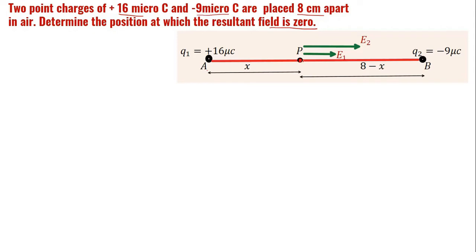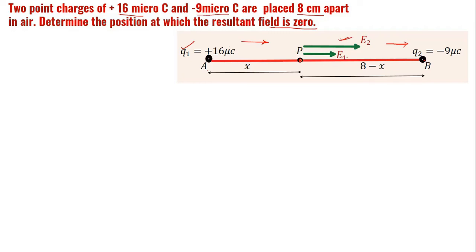Now our first target should be to find the direction of E1 and E2. Since E1 is due to the Q1 charge, which is positive, it will always point away from the positive charge. So at the point P, this is the direction of E1. Now E2 is the electric field due to Q2, which is a negative charge, so its direction will always be towards the negative charge. That is why at the point P, the direction of E2 is towards Q2. The direction of E1 is away from Q1. Keep this in mind. Now these E1 and E2 are pointing in the same direction.